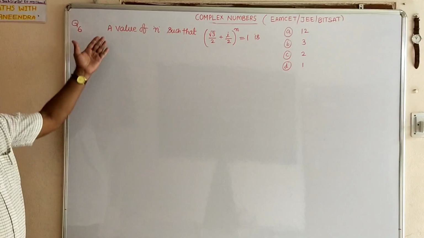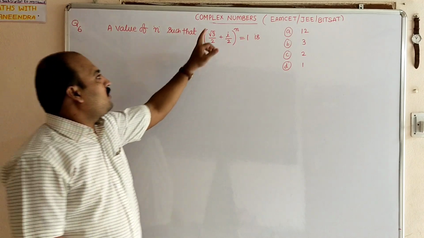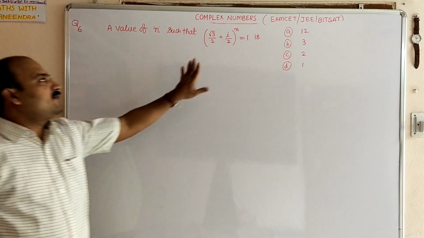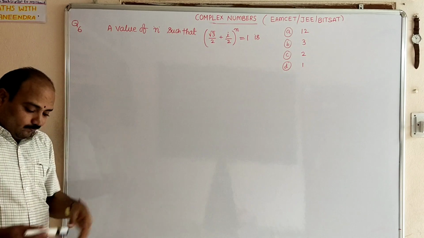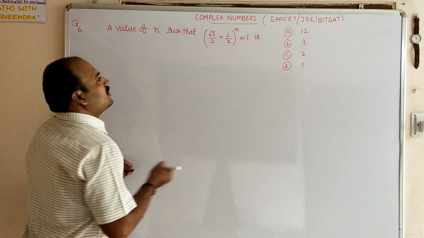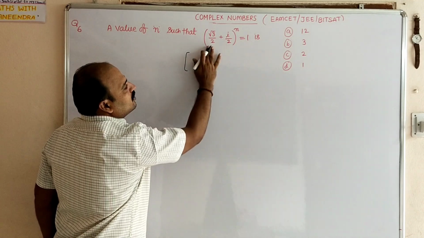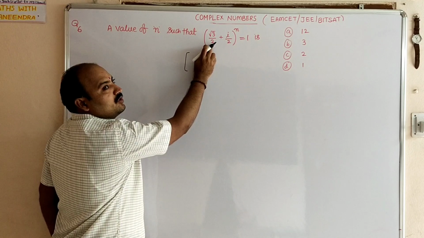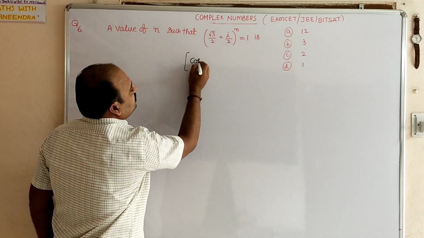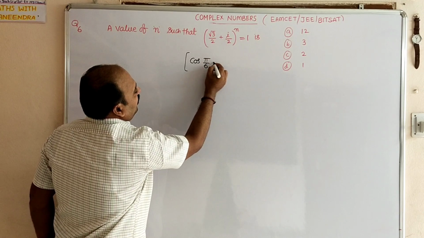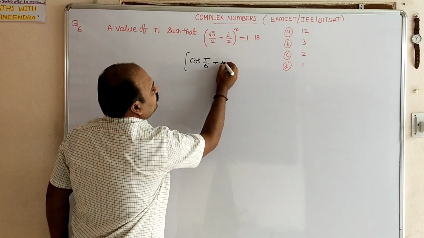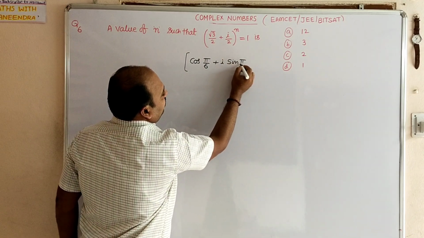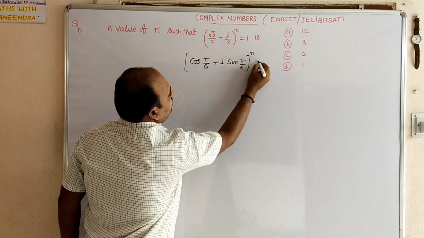The next question. A value of n such that (root 3 by 2 plus i by 2) whole power n equal to 1. For what value of n is this value equal to 1? That we have to find. See here, it's a very easy question. You have to write this complex number in the form of cos theta plus i sin theta. Cos theta, when will it be root 3 by 2? Cos 30, so cos pi by 6 plus i into 1 by 2, 1 by 2 in terms of sin 30, sin pi by 6, whole power n is equal to 1.